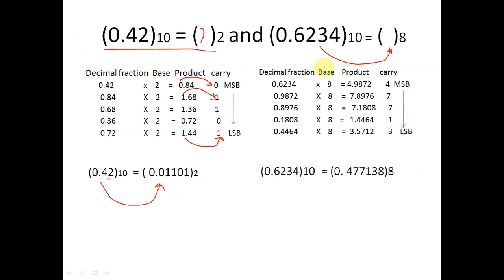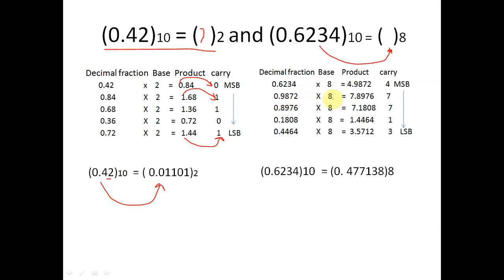Now the second number is the octal number. The given octal number is 0.6234. Octal has a base of 8, so this given number is multiplied by 8, the answer is 4.9872. Here the carry part is 4 and the fraction part is 9872. For the next step we will write only 9872.